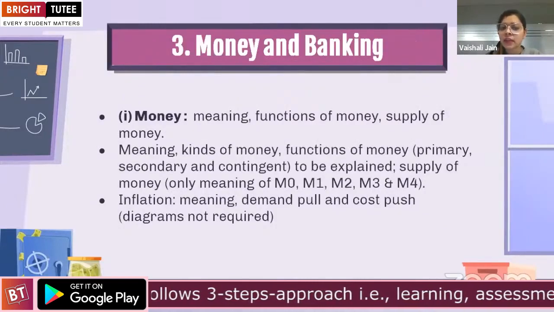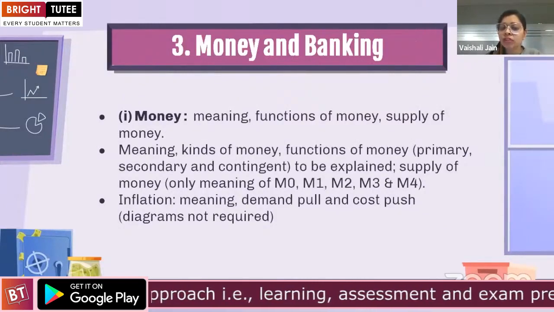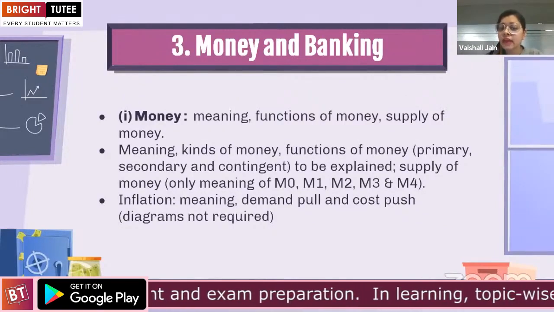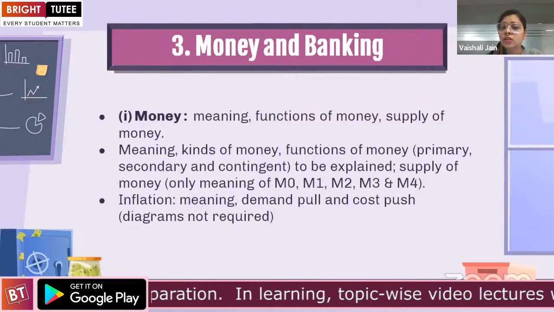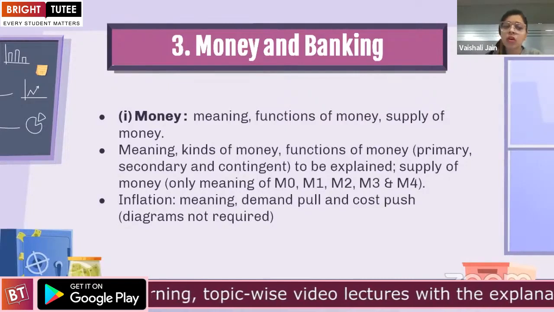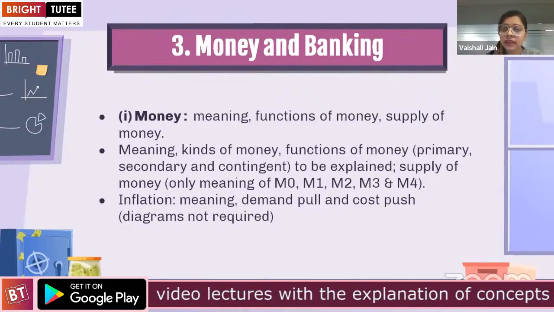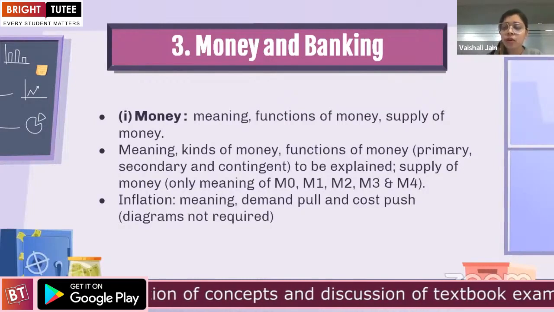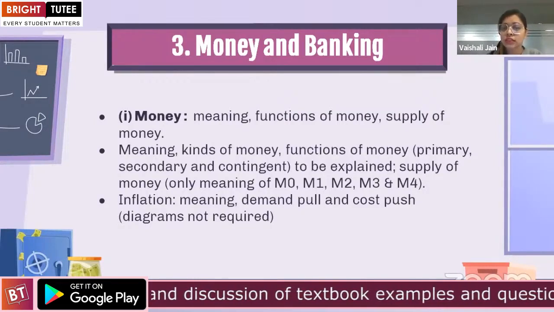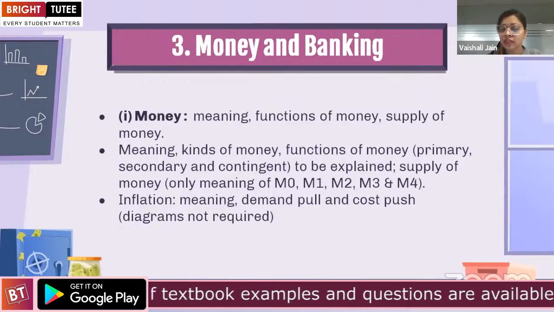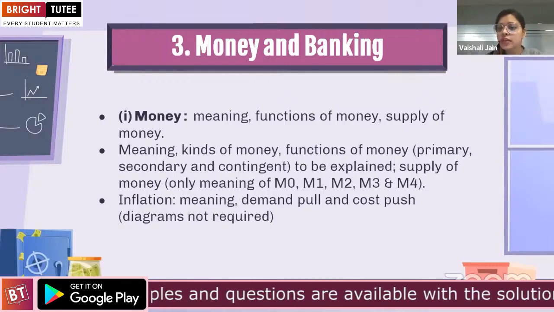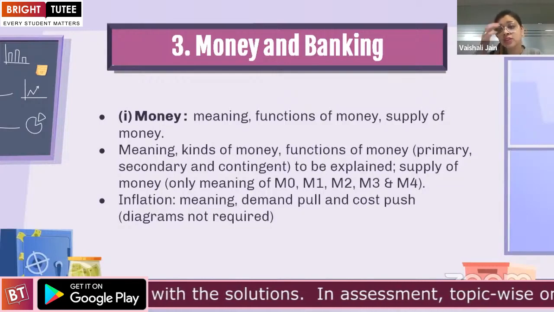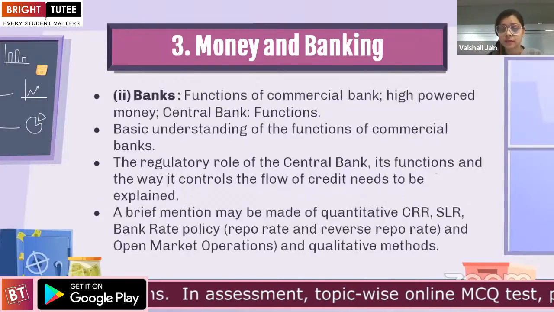Then we have money and banking. In this, we have the meaning of the term money, its functions, supply of money, that is the kinds of money, functions of money, M0, M1, M2, M3, M4, all the kinds of variants of money are in the syllabus. Along with that, we have inflation, meaning demand pull and cost push. These are the only 2 types of inflation that are there in the syllabus. Also, it is specifically mentioned in the syllabus that the diagrams related to the kinds of inflation are not there in the syllabus.